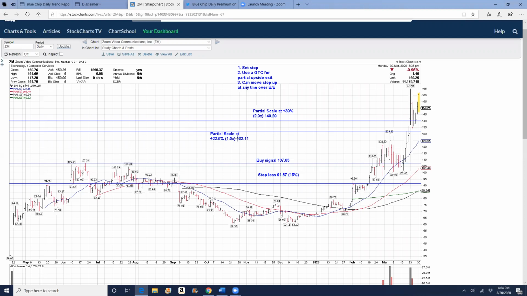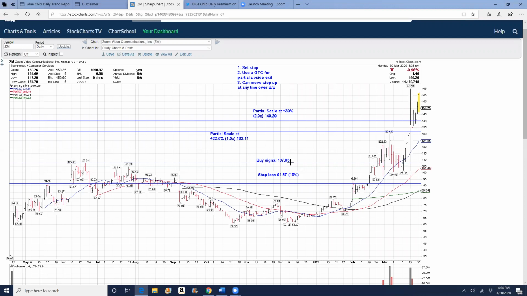So let's say we run 1.5 to 1 reward to risk. So we want to risk $1 to make $1.50 if we're right. So in this case, instead of a 15% exit, it would be 1.5 times that, so 22.5%. So the sell order would go in at 132.11.